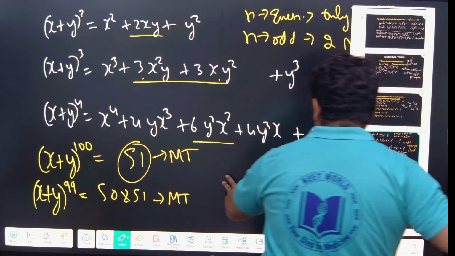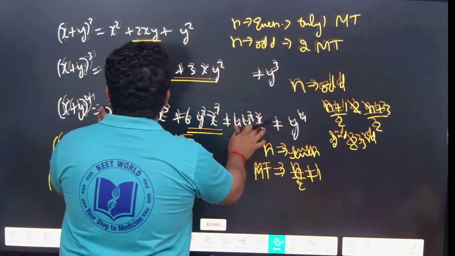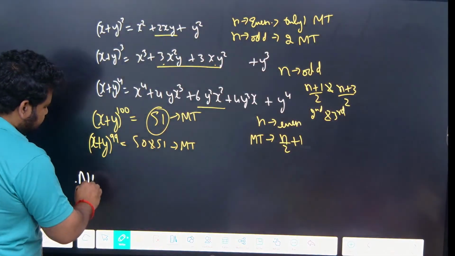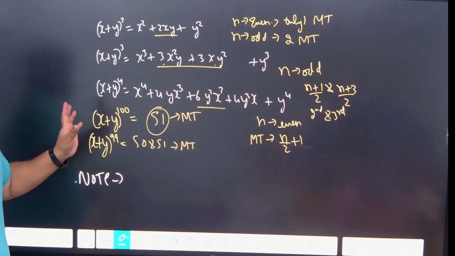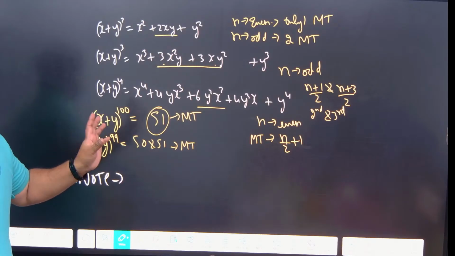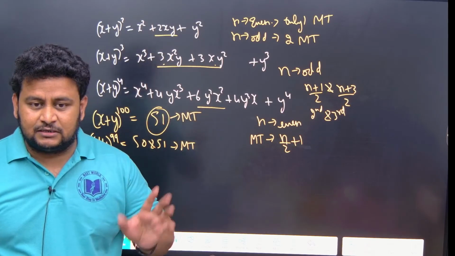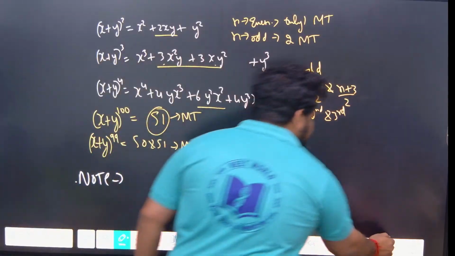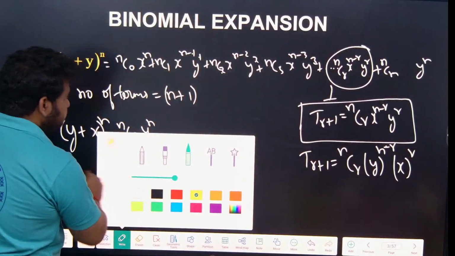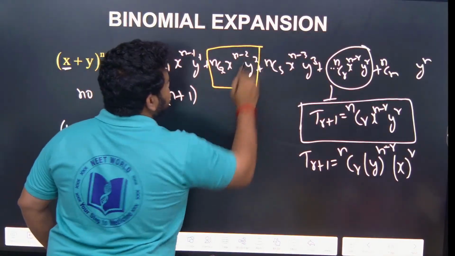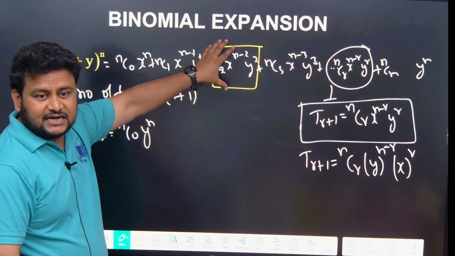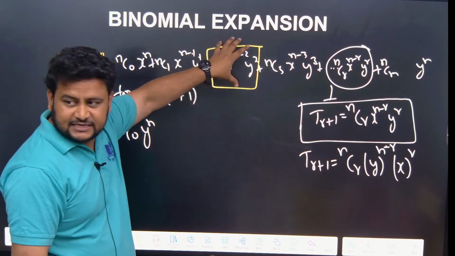Also, when we talk about the middle term, very important, please make a note. The middle term will have the greatest binomial coefficient. I am not saying greatest term, but greatest binomial coefficient. You should know the difference between a coefficient and a term. If you look at this, this entire thing is a term.